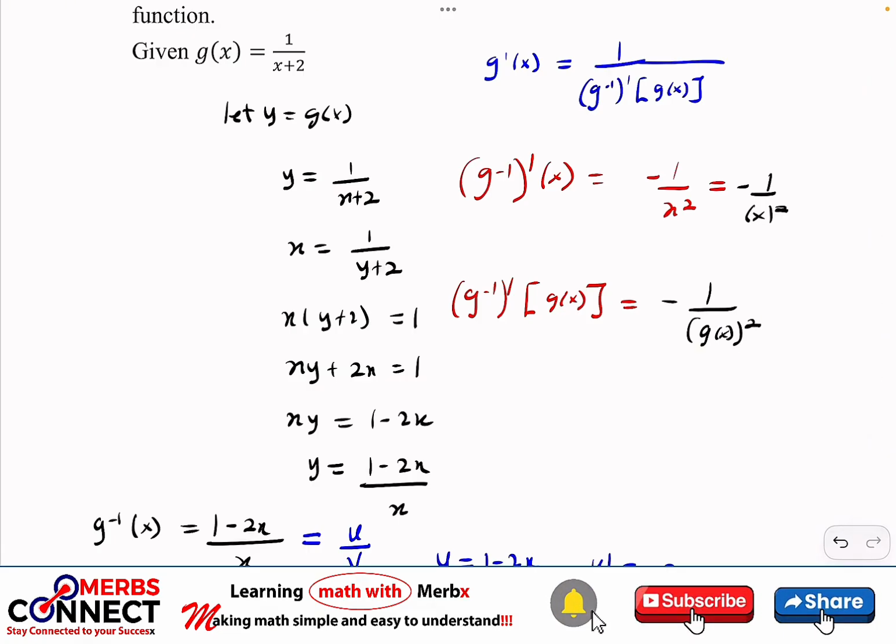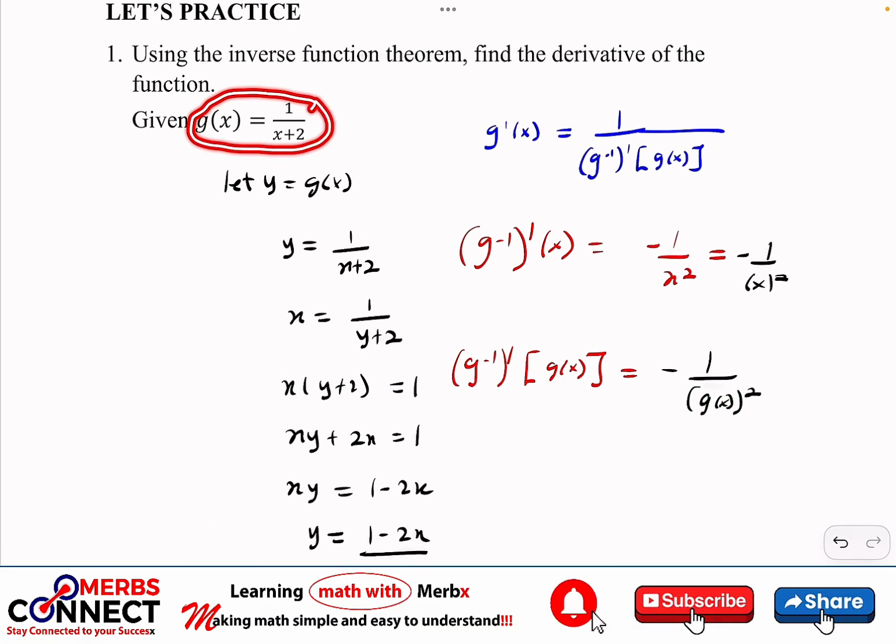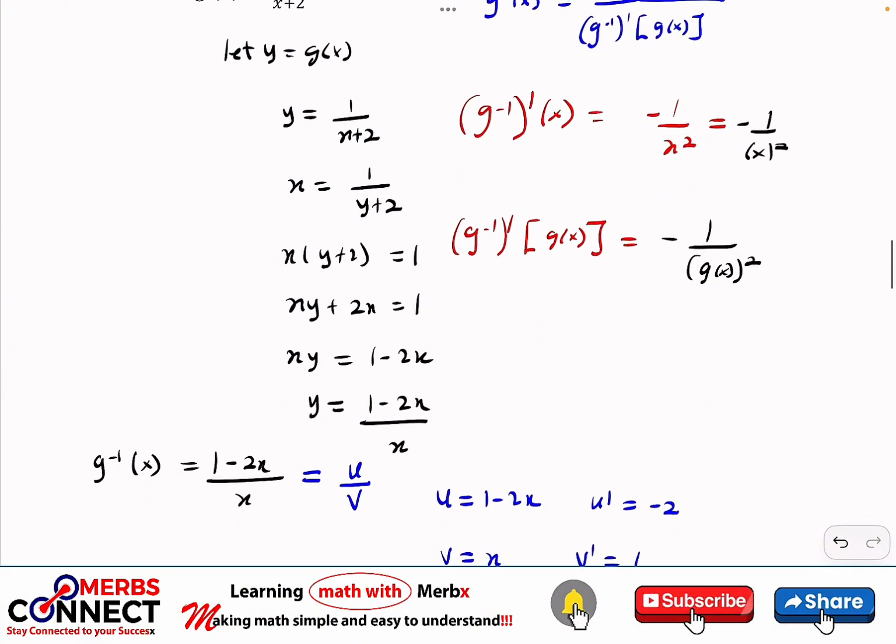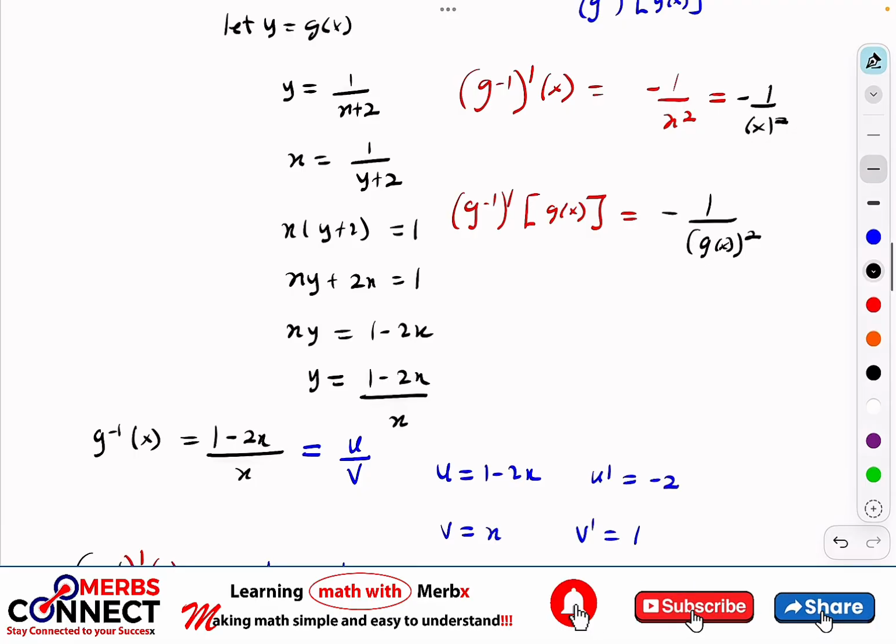So you see that what is inside the parentheses here is x, this is x, and what is here is g of x, and what is here is g of x. But the question is, what is g of x? Okay, g of x is given to us as this: 1 divided by x plus 2. So now let's do the substitution there. This is going to be minus 1 divided by (1 over x plus 2) all squared.